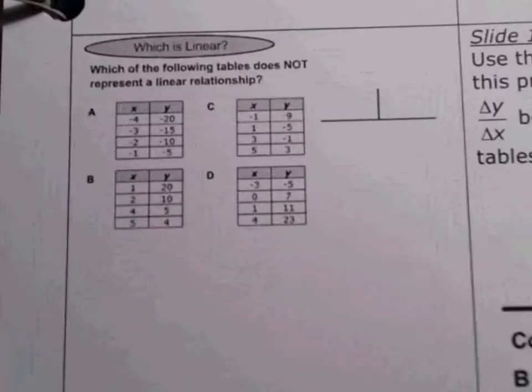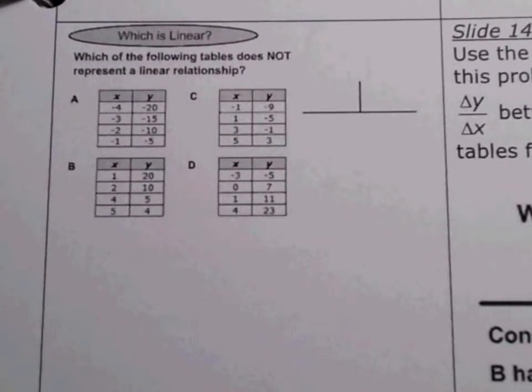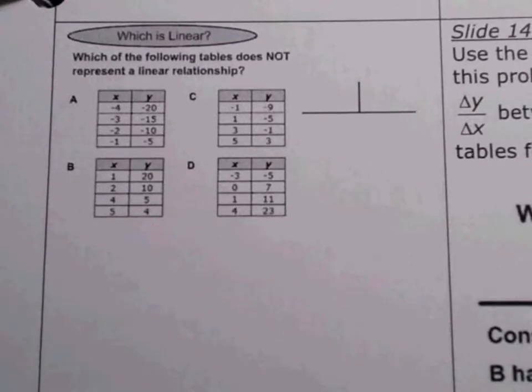Now, before I do that, let's go ahead and do an example. Right here, this says, is this linear? Now it says, which of the following tables does not represent a linear relationship? So, obviously I know this is small, so you're just going to have to bear with me because this is going to be small handwriting.